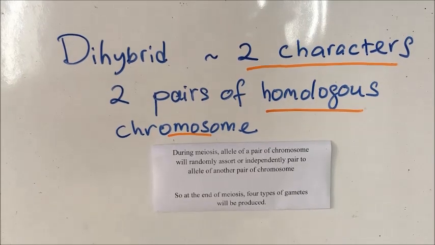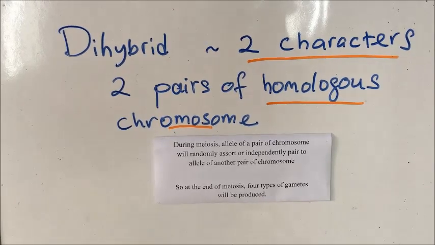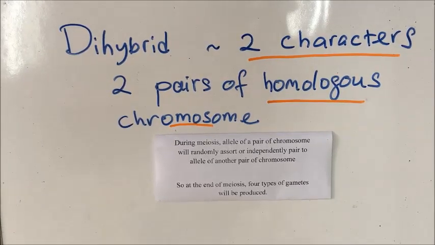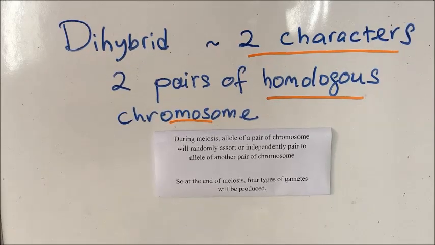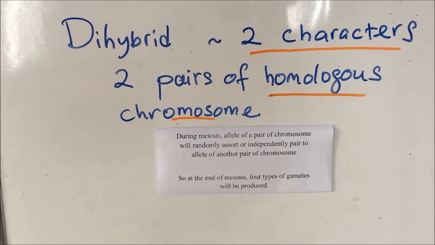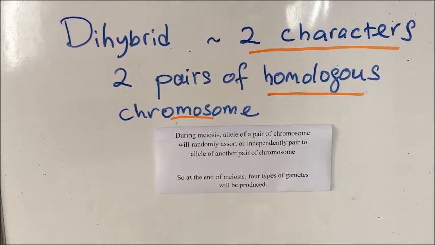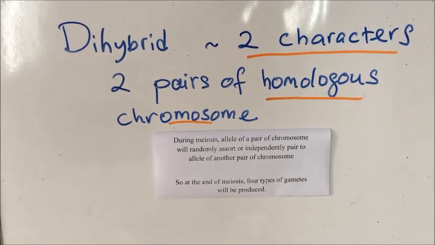The hybrid involves two characters which are carried by two pairs of homologous chromosomes. During meiosis, the allele of a pair of chromosomes will randomly assort, or independently pair, with the allele of another pair of chromosomes. So at the end of meiosis, four types of gametes will be produced.